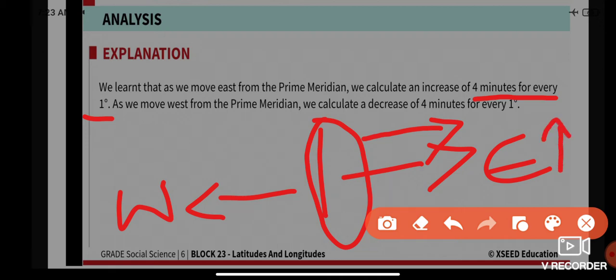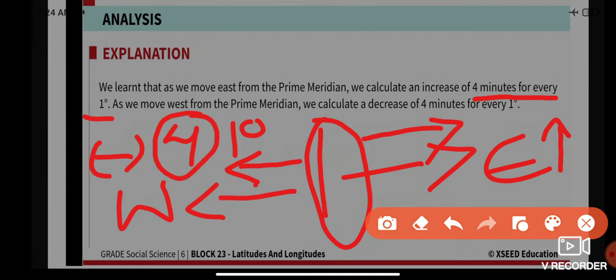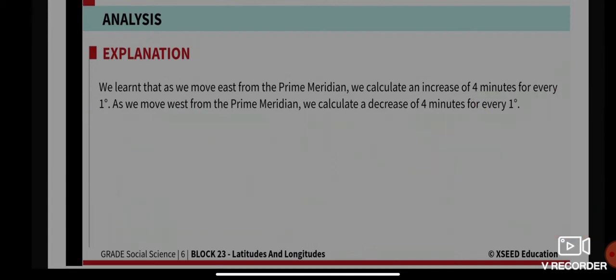And as we move west from the prime meridian, west means toward this side, your left side, we calculate a decrease of 4 minutes for every 1 degree. All right, so it's the opposite. Towards your left side, that is west, you have to decrease 4 minutes for every 1 degree, and towards the right side you have to increase, plus 4 minutes for every 1 degree. I hope you will remember that.